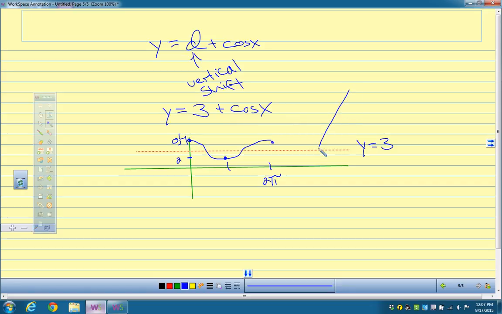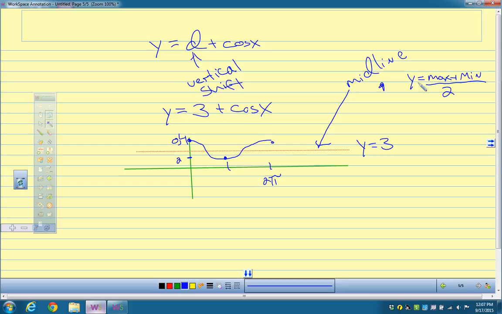This line here, I call it the midline. And the way you could find the equation of that is by going: y equals maximum plus the minimum divided by 2. So if I took the highest point and the lowest point of my graph and divide by 2, that gives me the equation of that line. That's the middle line, and that helps you graph the function.